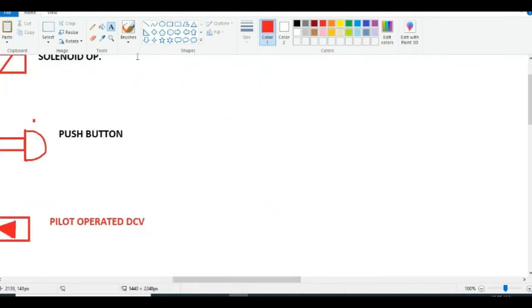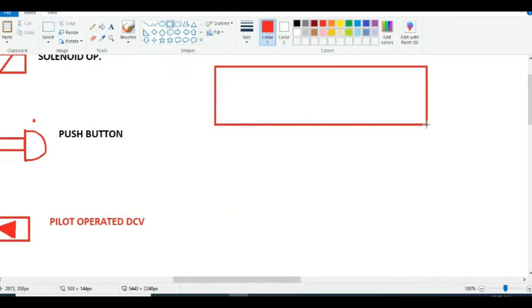Now again moving towards the direction control valve. If I represent the direction control valve like this, suppose this is my first position, this is my second position and the third position.